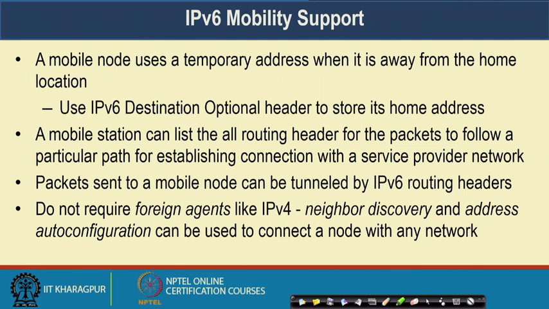Now, a packet sent to a mobile node can be tunneled by IPv6 routing headers, and we do not require foreign agents like IPv4. In IPv4 mobility support you have a foreign agent, that is a designated router, and that designated router makes a mapping between the original address of the machine and, when the node has moved to a different subnet, the new address corresponding to this mobility location. So, we do not require a foreign agent here in IPv6.